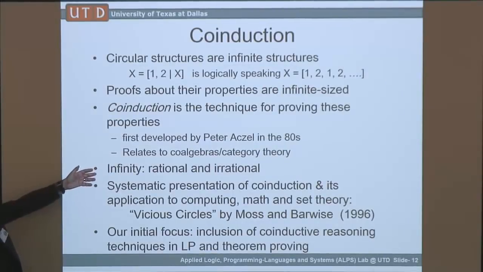Another thing I wanted to mention is that if you look at infinite behavior, then there are two types of infinite behaviors, what you could call rational versus irrational. So it's like rational numbers, right? If you have a rational number, say 1/3, then you have 0.333. So that 3 is repeating.